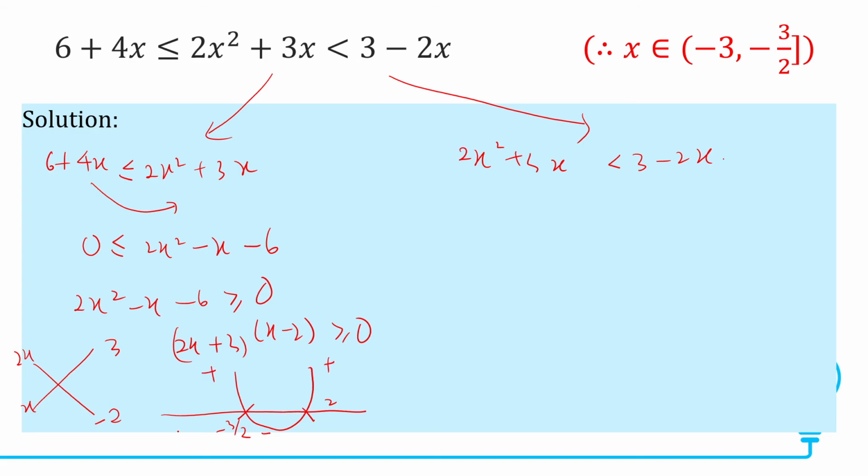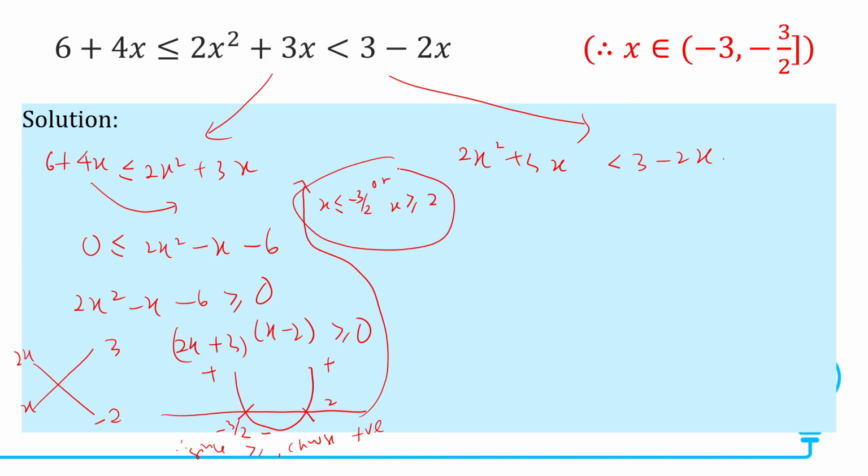Since I have no space, I write down here. Since it's greater than or equal to, choose positive. So my conclusion I put here, because I don't have space. So x less than or equal to negative 3 over 2 or x greater than or equal to 2. After that, my left hand side is settled.